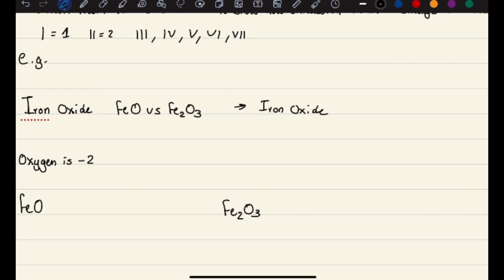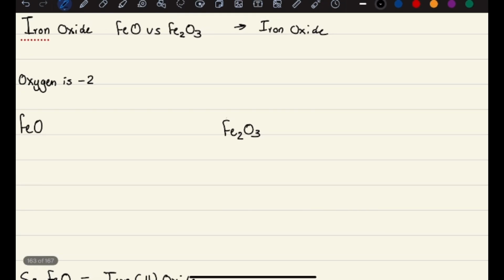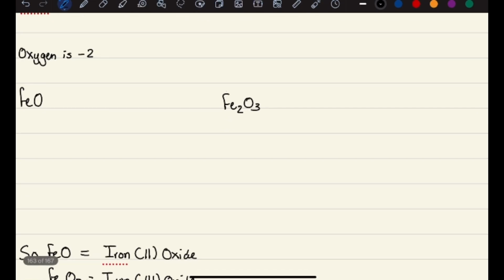Well, we know oxygen is always -2, yeah? That's what we've been told. And we know these are both compounds. So they are all going to be 0 because they're not a charged compound. So we need to do -2 plus x equals 0. Let's rearrange: x equals 2. So in this case, Fe must be 2.